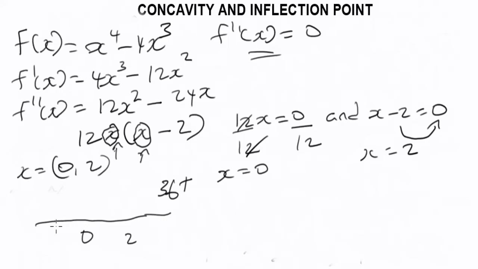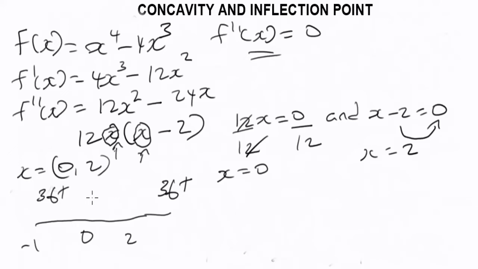Okay, now let's take a number that is less than 0. This time I will use minus 1. When you put minus 1 here, minus 1 minus 2 gives minus 3. Minus 1 times 12 gives minus 12. Minus 12 times minus 3 will give you 36. It will still give you 36.